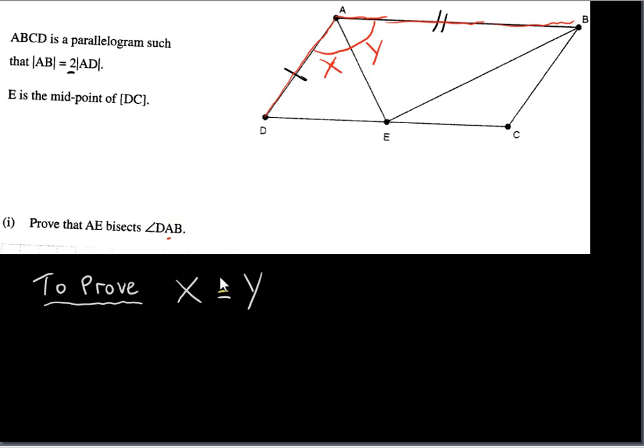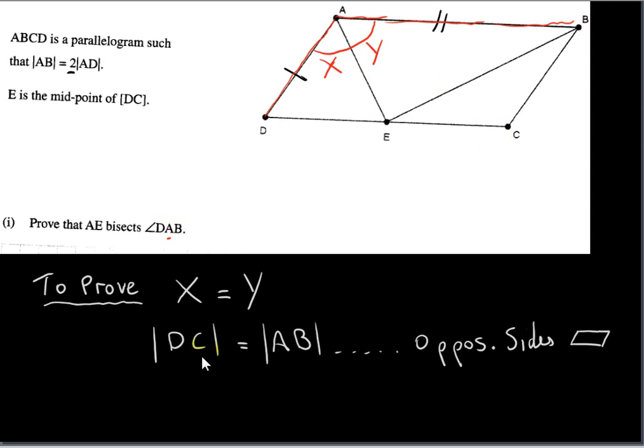So I'll restate the question like this. We want to prove that X equals Y. This is much easier to write down. Now we're given that E is the midpoint of DC, but DC has the same length as AB, and the reason they're equal is because they're opposite sides of a parallelogram.